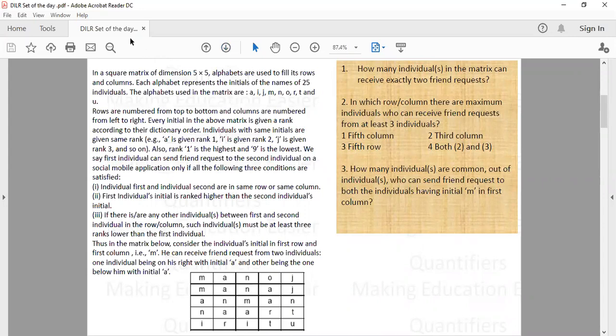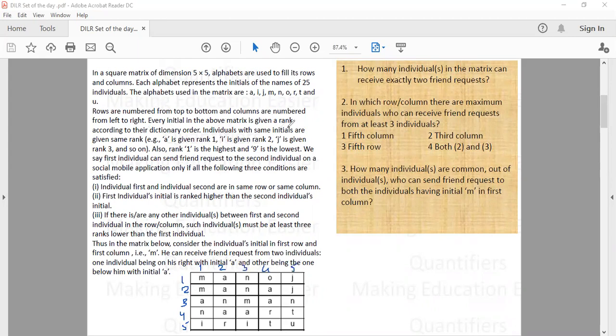It simply means that rows are numbered from top to bottom. That means this is the first row, this is the second row, this is the third row, fourth row, and fifth row. And columns are numbered from left to right, meaning this is the first column, second column, third column, fourth column, and fifth column.